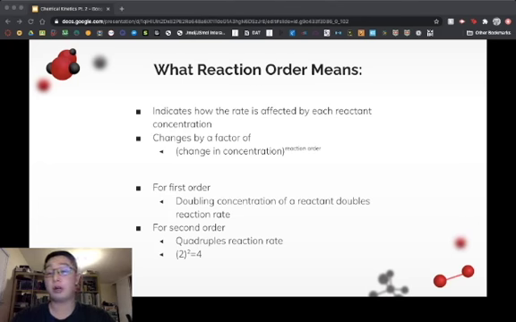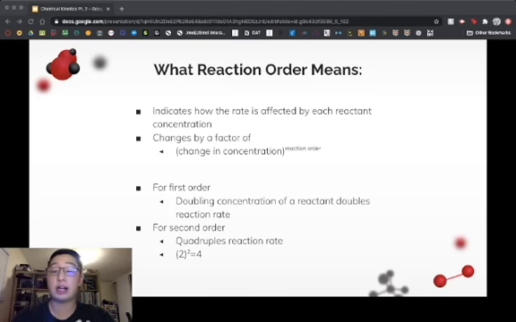So reaction order indicates how the rate is affected by each reactant concentration. Basically, it's saying that the rate changes by a factor of the change in concentration to the power of the reaction order. So for first order reactions, that basically just means if you double the concentration, you're going to get a doubled rate. Similarly, tripling the concentration of one of the reactants would cause a threefold increase in rate for any substance that is first order for the reaction.